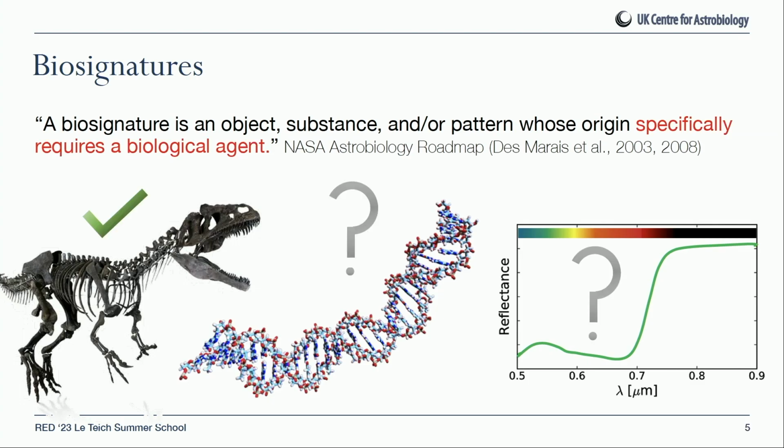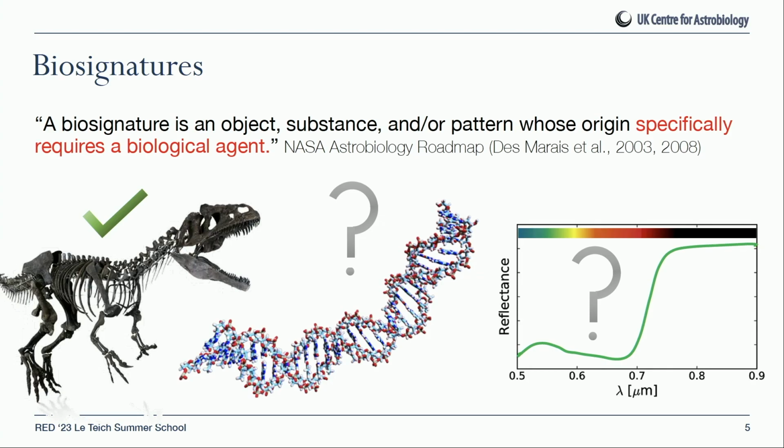Now, these latter two, maybe you can get to DNA without life. Maybe there was DNA formed abiotically before the origin of life, strictly speaking, in which case maybe just a DNA molecule by itself doesn't require a biological agent. Maybe you can get features like this in the reflectance spectrum of a planetary body that just have to do with minerals on the surface. There are semiconductor minerals that have quite a similar reflectance profile, for example.